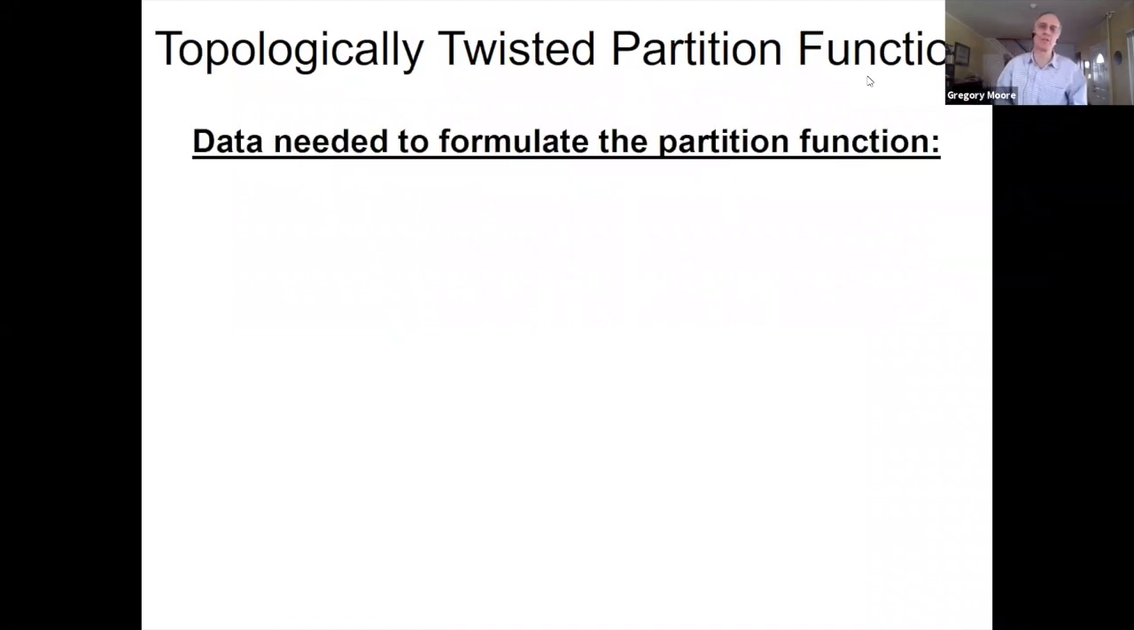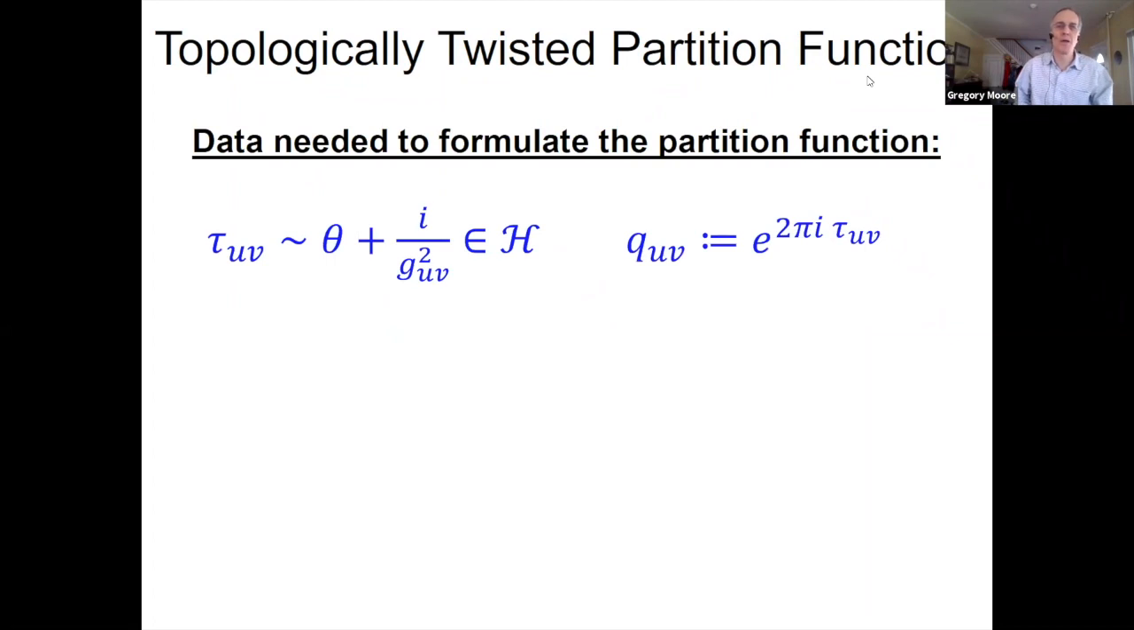So now let's come to the topologically twisted partition function. What data do we need to formulate the partition function? Well, this is a superconformal theory. So in the ultraviolet, there's a coupling constant. I'll call it the ultraviolet coupling constant, tau UV, and the complexified coupling constant is a point in the upper half plane. And the associated exponential of it is called q UV.